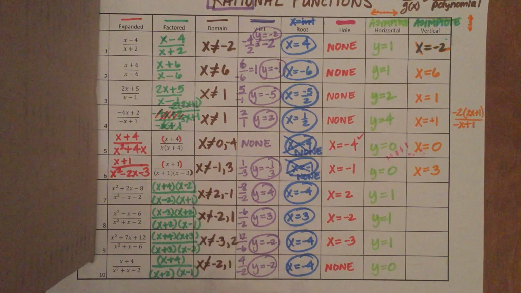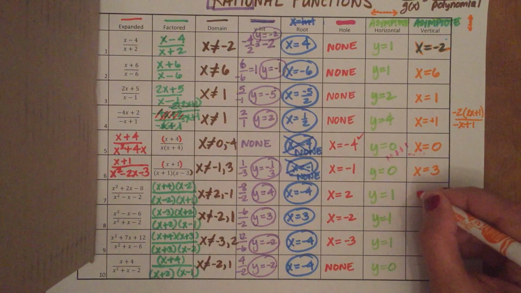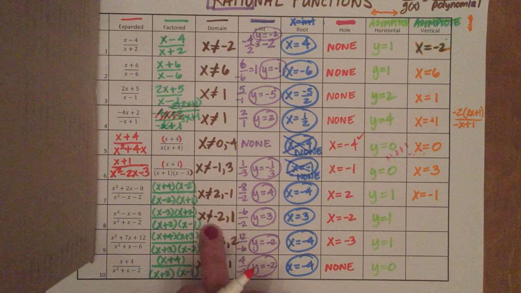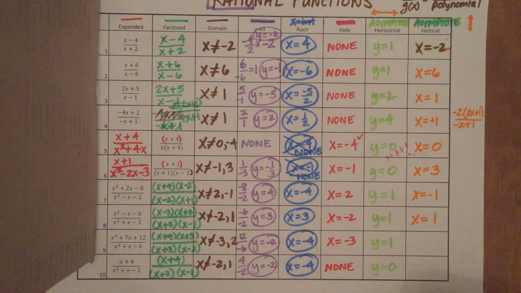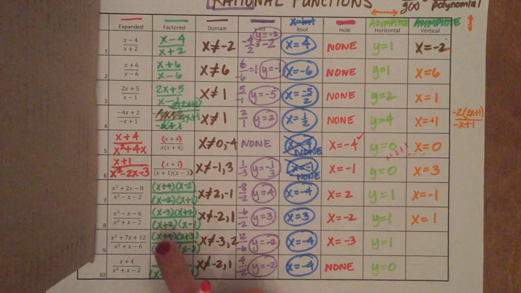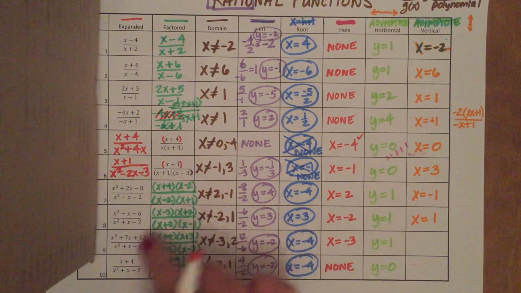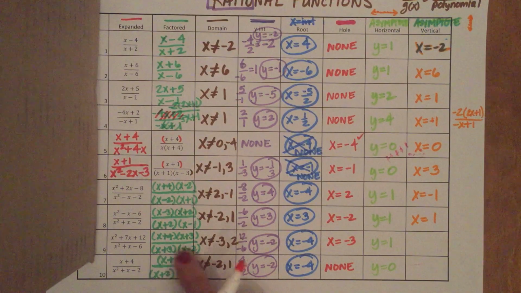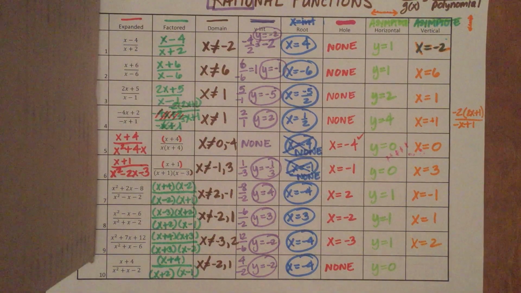Here, 2 and -1 did not work. Those are what would make the denominator 0. I have a hole at 2, so my asymptote is at -1. Here, -2 and 1 did not work. I have a hole at -2, which means my asymptote is at 1. You can't have -2 or 1 because those would make the denominator 0, and of those, -2 is a hole, so only 1 can be an asymptote. You have -3 and 2 as the two values that made this 0. -3 is a hole, so only x equals 2 is an asymptote.